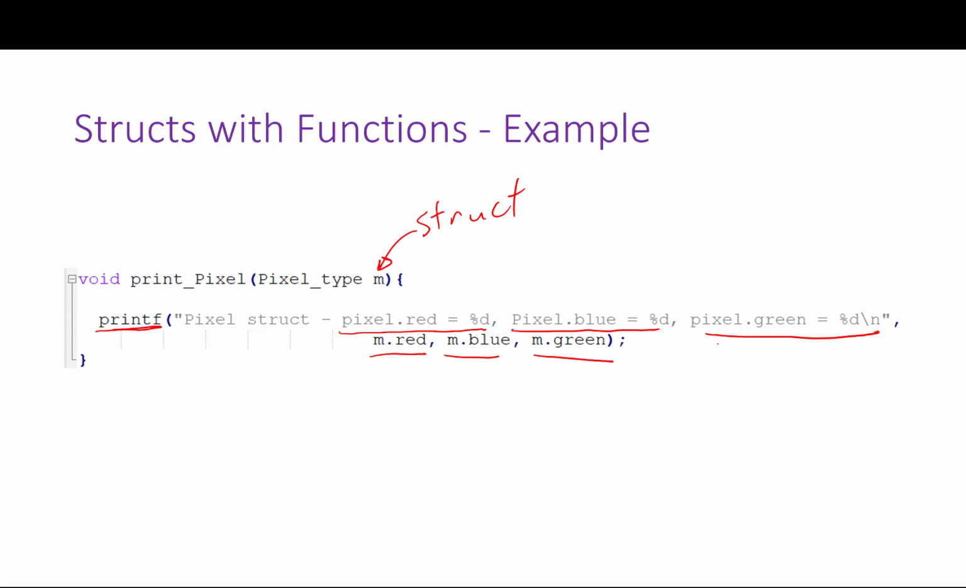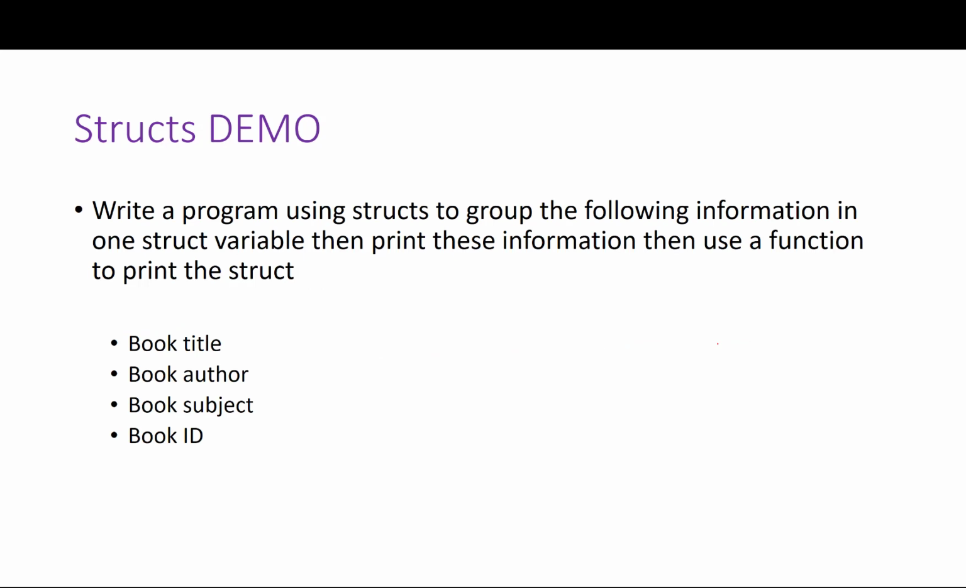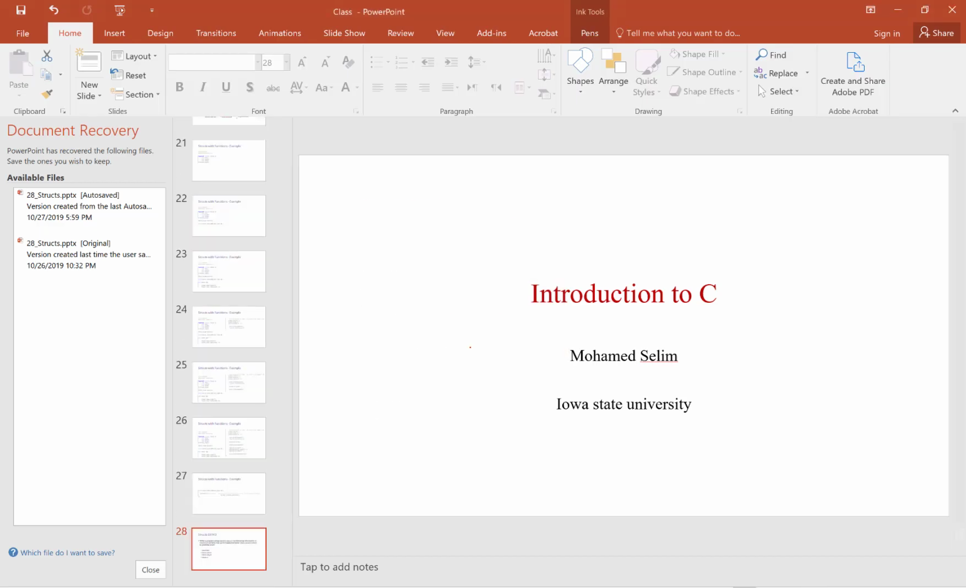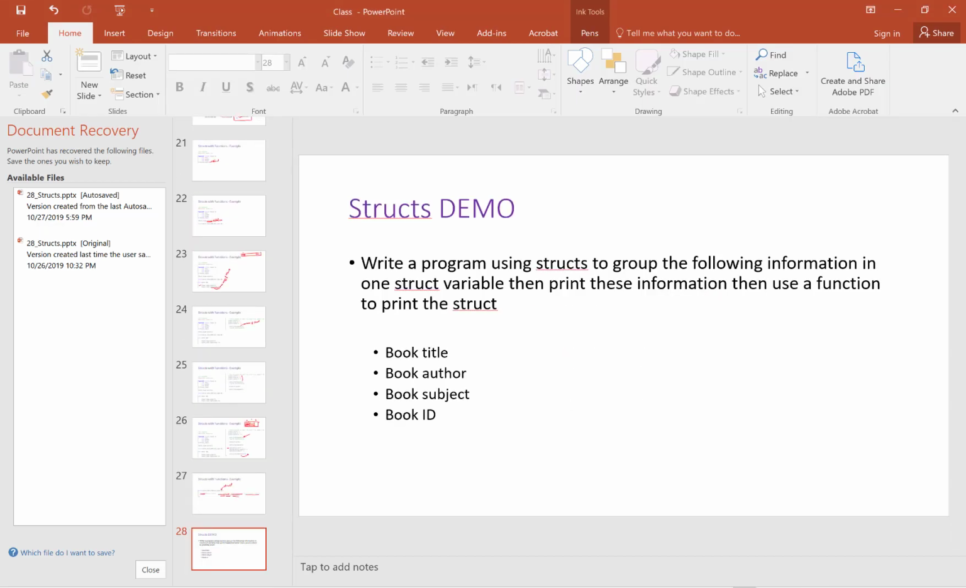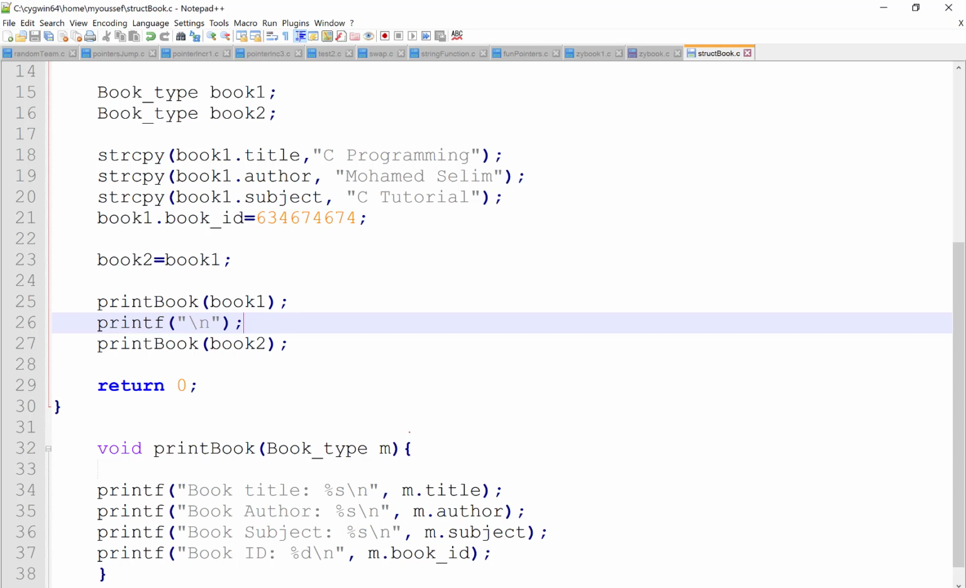Okay, so the last thing we are going to do now is having a demo. Here it's saying write a program using structs to group the following information in one struct variable, then print this information, then use a function to print the struct. And as you can see here, book title, book author, and then book subject, and then finally ID. So let's go and see this program. Just based on the time, I'm just showing the program directly.